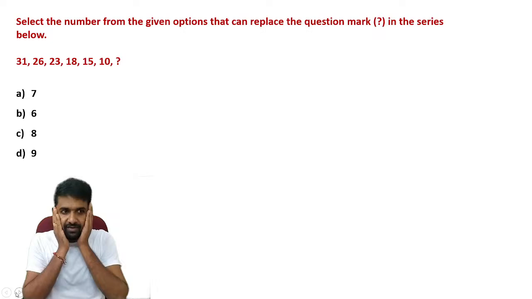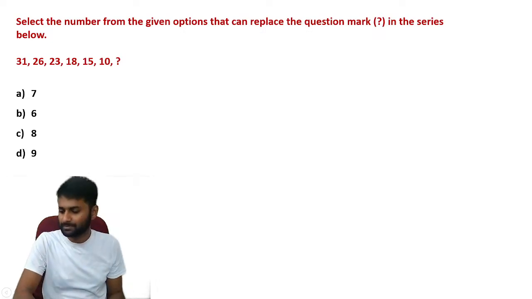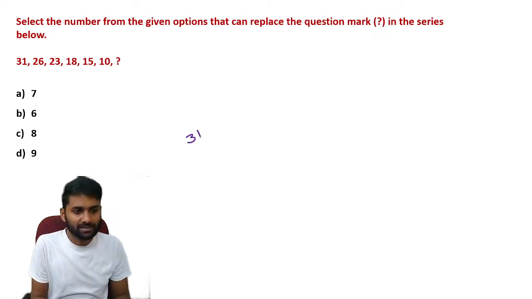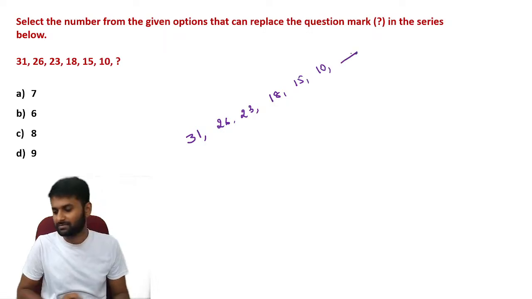Here is a question from number series. Find the next number. The numbers are 31, 26, 23, 18, 15, 10. What can be the next?